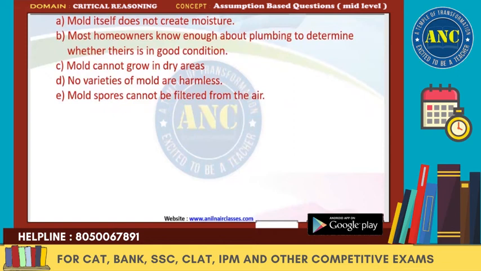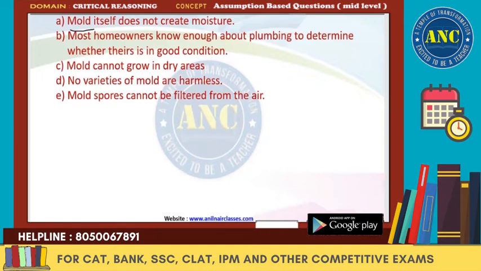Let's look at the options. The first one says mold itself does not create moisture. That's the correct one, right? This is the assumption on which the argument depends. Why? Because the reason mold and wetness are observed together is that wet areas cause mold growth. And if the reverse causation happens, that is, if mold causes wetness, then keeping all plumbing in good condition to prevent leakage would do little to prevent the growth of mold. Hence, this option eliminates the alternate causation.